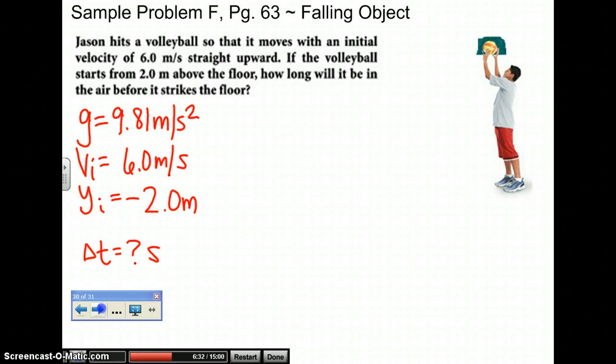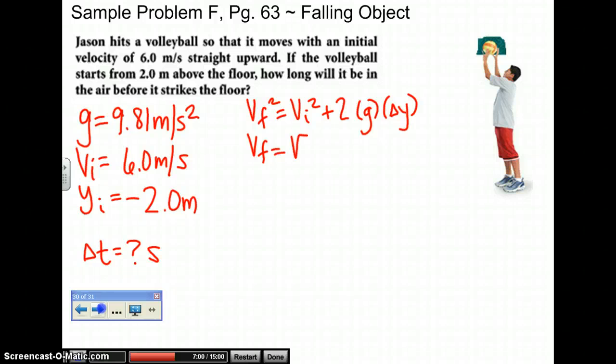Well, this one you're going to have to use two different kinematic equations. The first one, we're going to use v sub f squared equals v sub i squared plus 2g delta y, because we're moving up and down now, not left and right. For this, we're going to solve through for v sub f, and then plug it into another kinematic equation so we can actually solve for time. All right, looking through for this, we would want to take the square root of both sides, so we're really using the square root of v sub i squared plus 2g delta y.